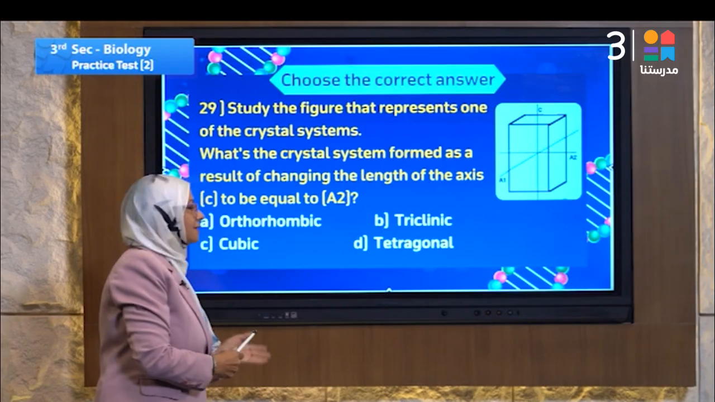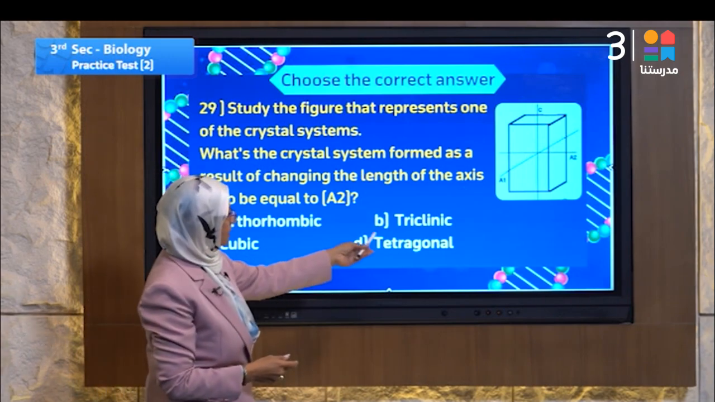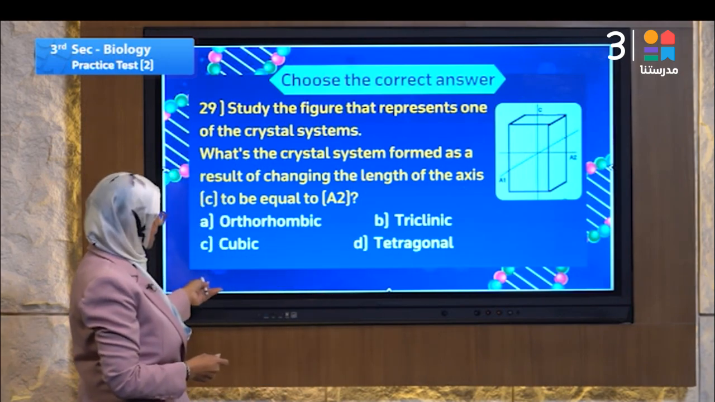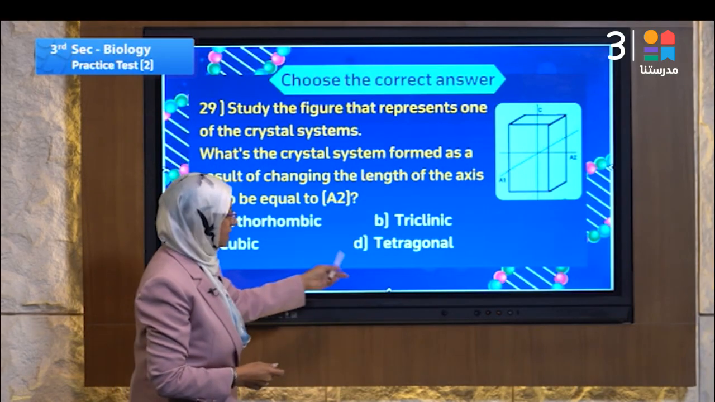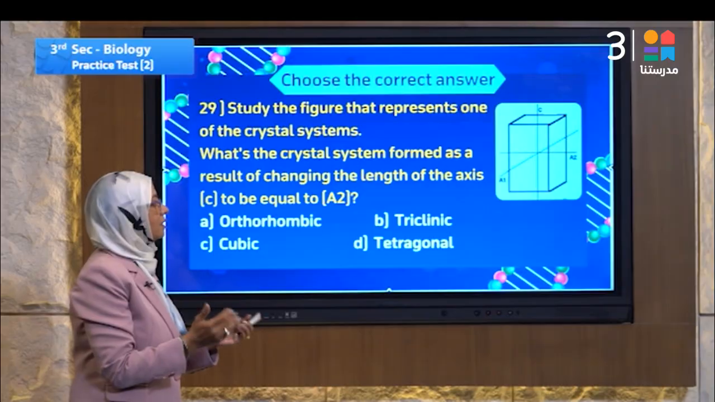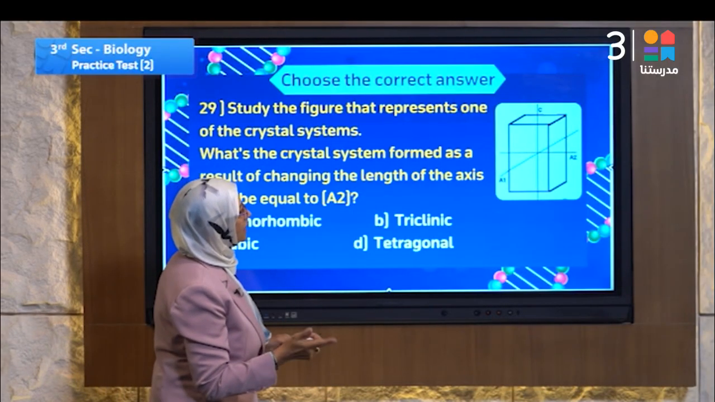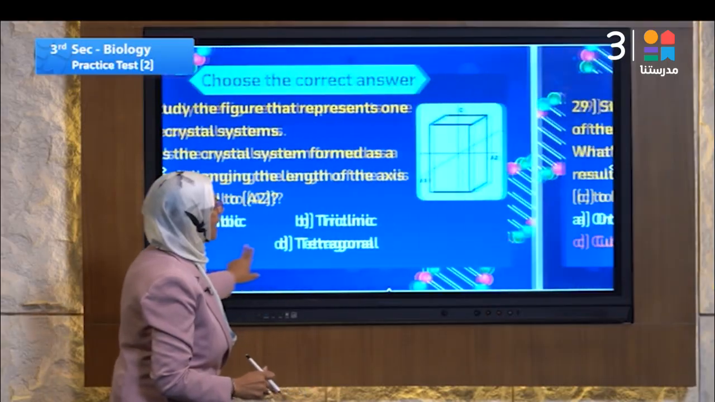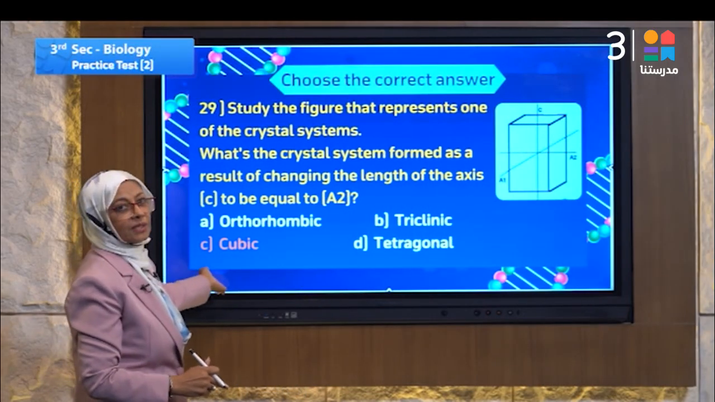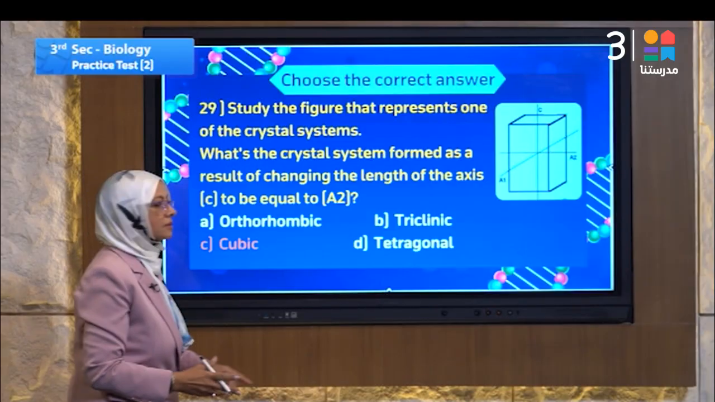Let's read: A, orthorhombic, triclinic, cubic, tetragonal. It must be cubic, because A1, A2 and C will be equal. It will be a cubic one. Yes, let's go to question 30.